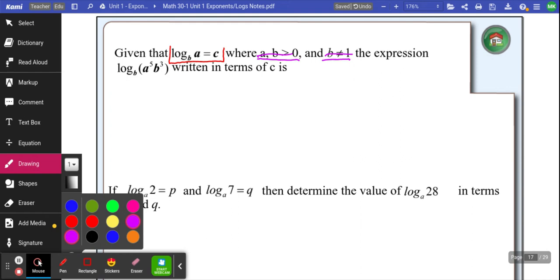The expression, then they give you this wild thing. Log b of a to the 5, b to the 3, written in terms of c is. They want you to take that expression and change it so that the letters are now c instead of a or b. Like all of them, if possible. And it is possible.